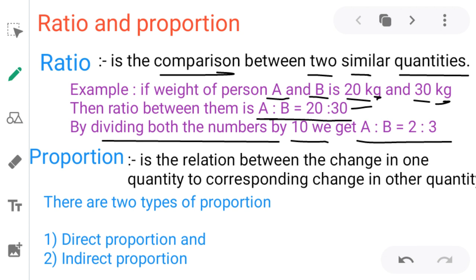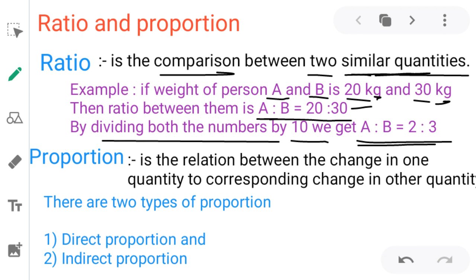Weight is the similar quantity between two persons here. So that is the ratio. Once again, the definition is the comparison between two similar quantities. In this example, I have given weight as the similar quantity between person A and person B. One person has 20 kg and the other has 30 kg. When we compare the weight, we get the ratio A is to B equals 2 is to 3.